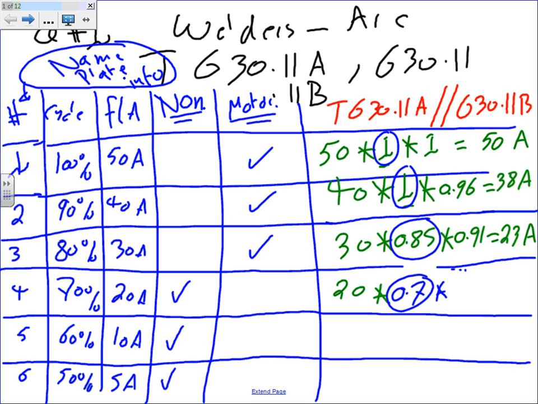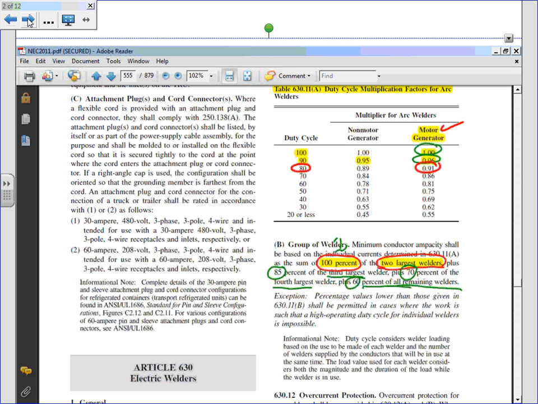Multiplied by 0.7. Multiplied by, what's the rating factor for 70 cycle? How would you know the 70? It's a cycle 70. Here's 70 cycle. Now we're dealing with non-motor. The cycle 70 gives you what? 0.84. Any question, guys, about that? 0.84. Chris, does it make sense?